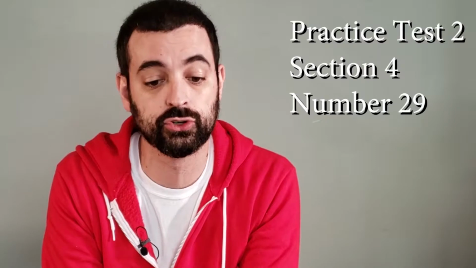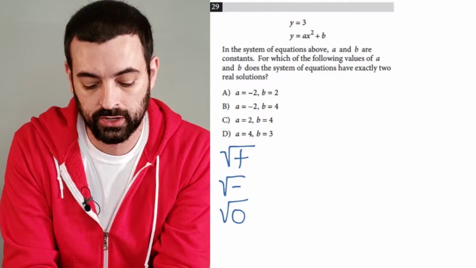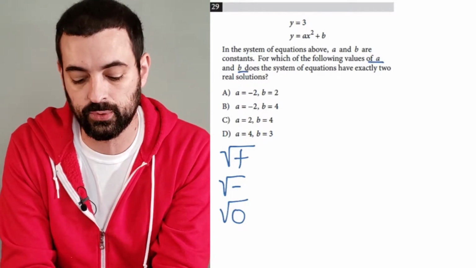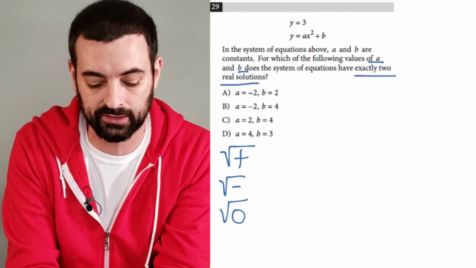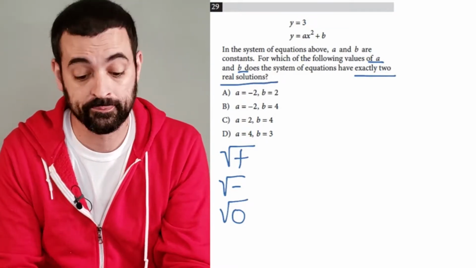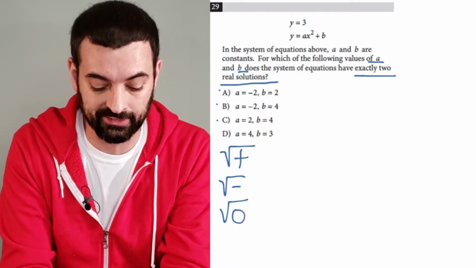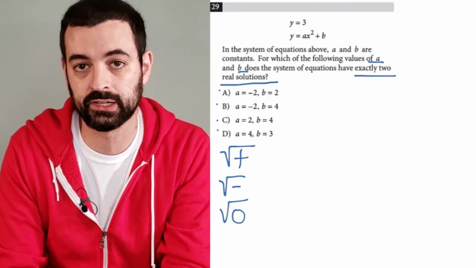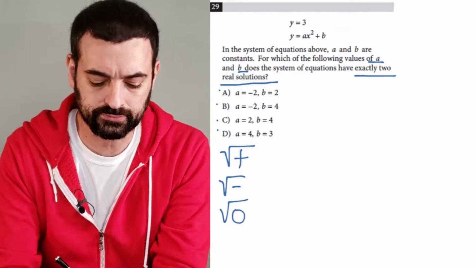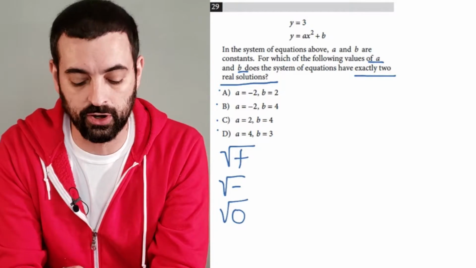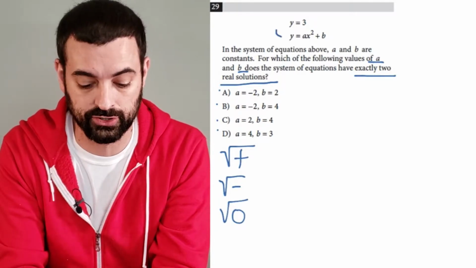If you have test 2, section 4, number 29 in front of you, you'll see that they're asking for which of the following values of A and B does the system of equations have exactly 2 real solutions? That's code. They're asking you to find the answer choice that will give you a positive under the square root sign. A positive radicand, I think is the terminology. So we're going to start by just solving this system of equations with substitution.